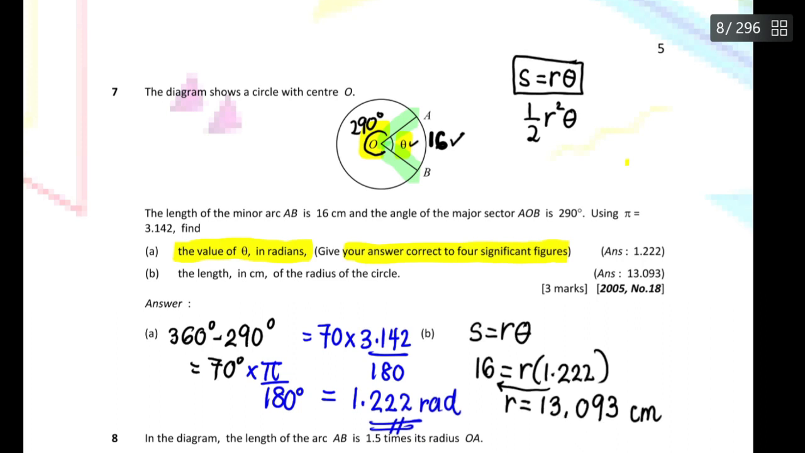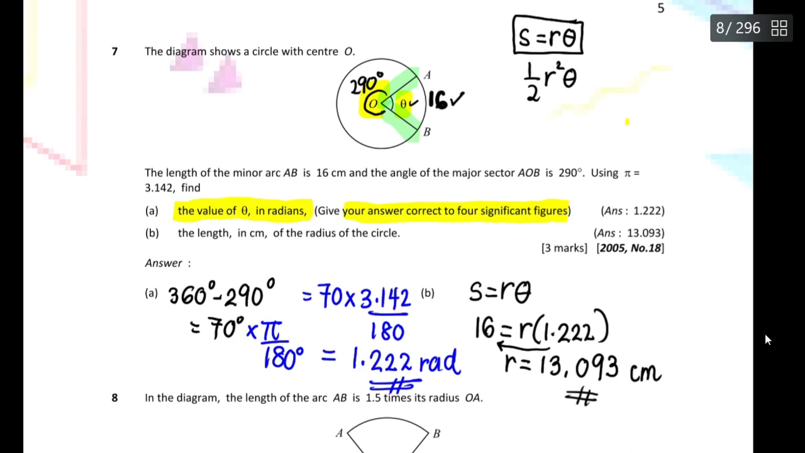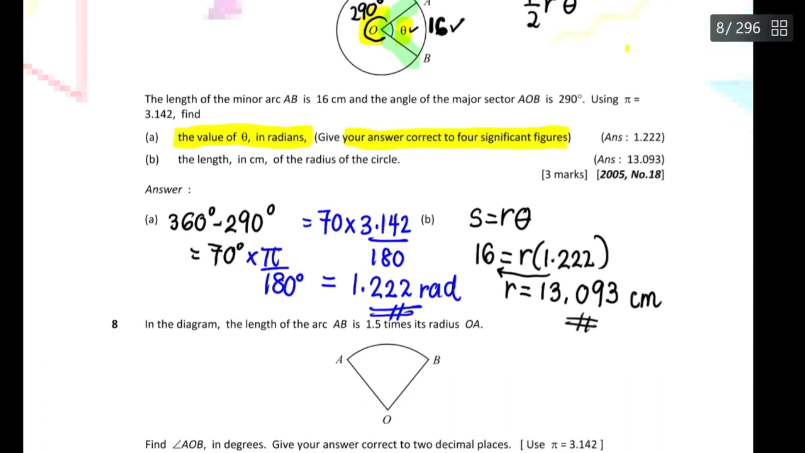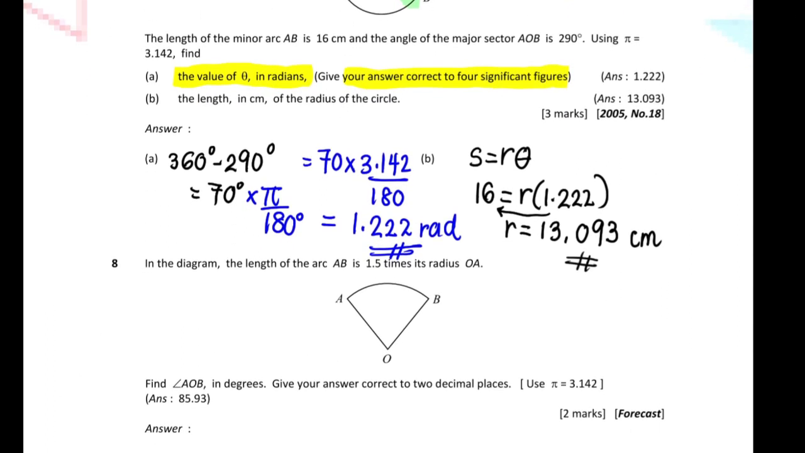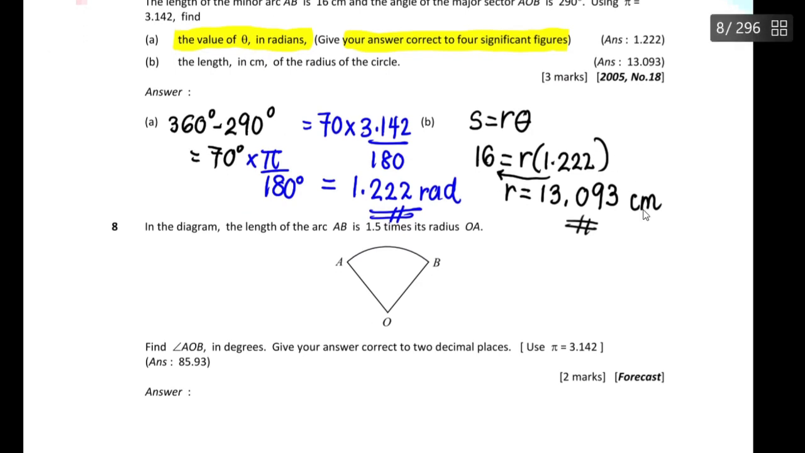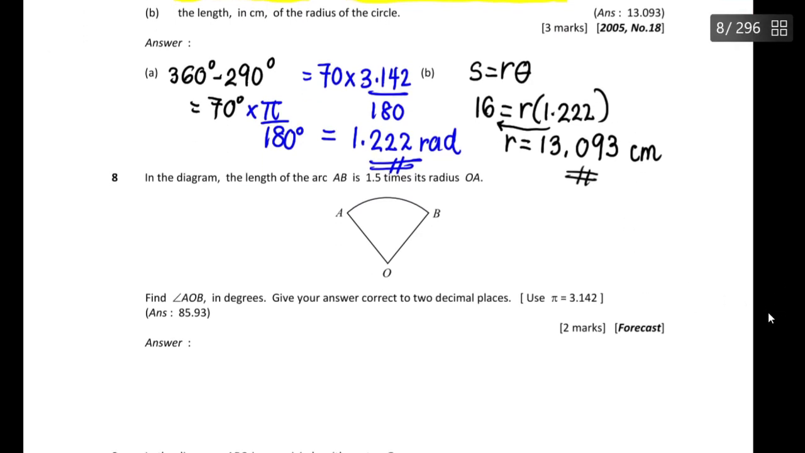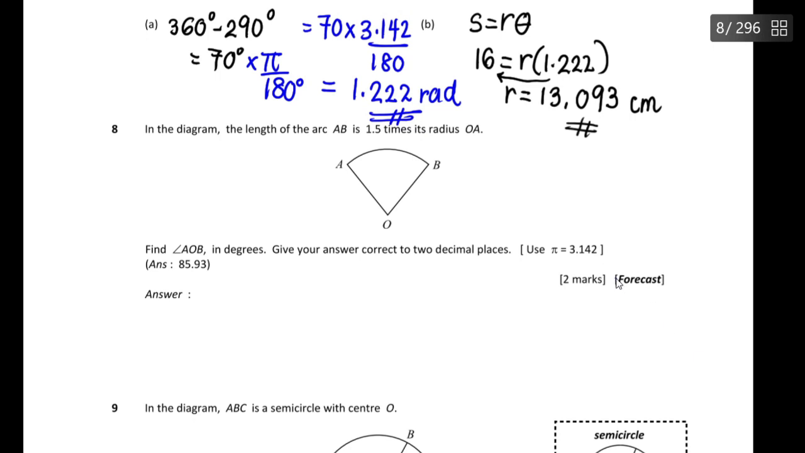13.093. Okay, so teacher hopes this is very clear. This is quite direct. This kind of question you guys should definitely score in the exam, okay? Alright, so I'm going to skip. As you can see here, this is a forecast question. Question 8. This is what they predict might come out for your 2021. So shall we try question 8?